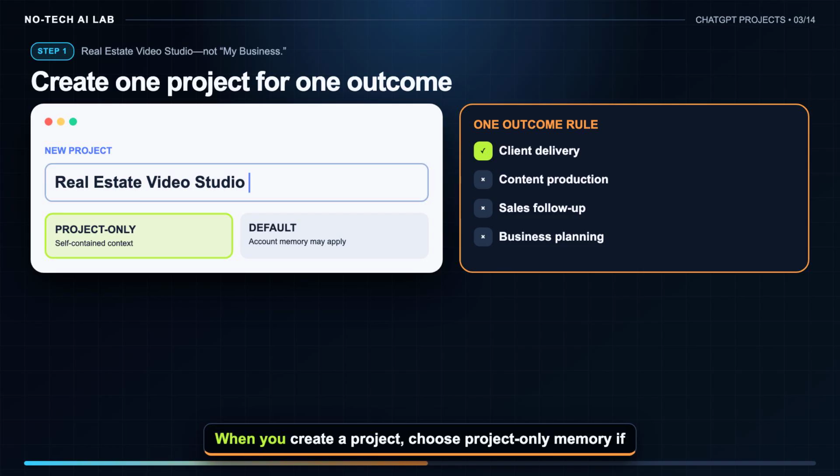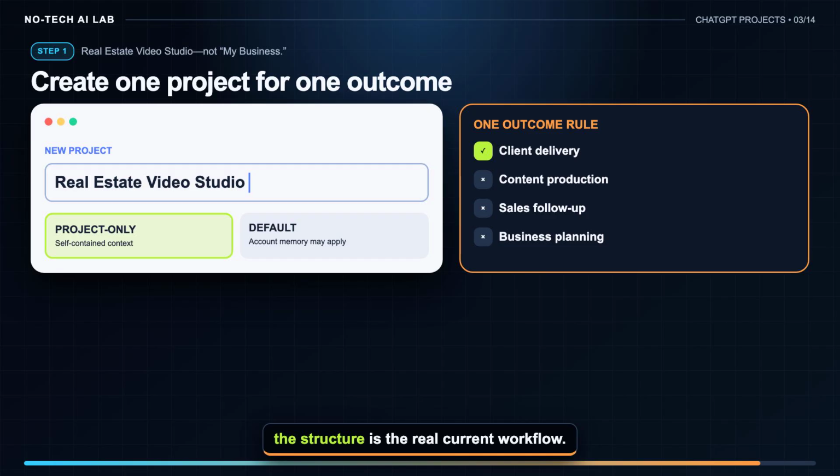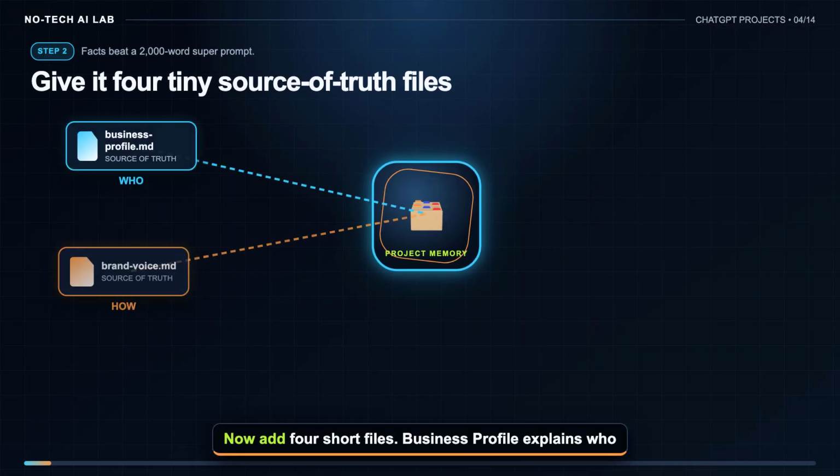When you create a project, choose project-only memory if you want a self-contained workspace, and that option is available in your setup. Project-only memory can only be selected when starting a new project. Existing projects may use default memory instead. The screen you see here is a stylized recreation because menus can change, but the structure is the real current workflow. Now, add 4 short files.